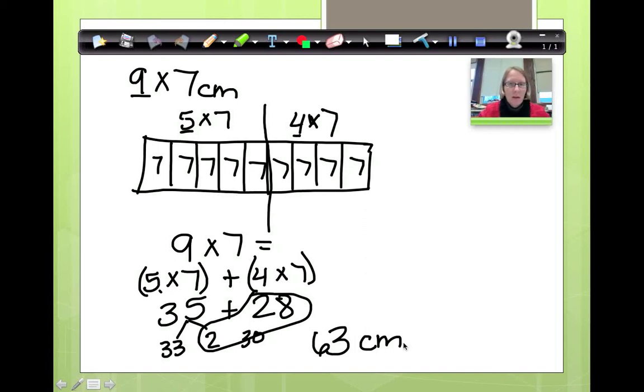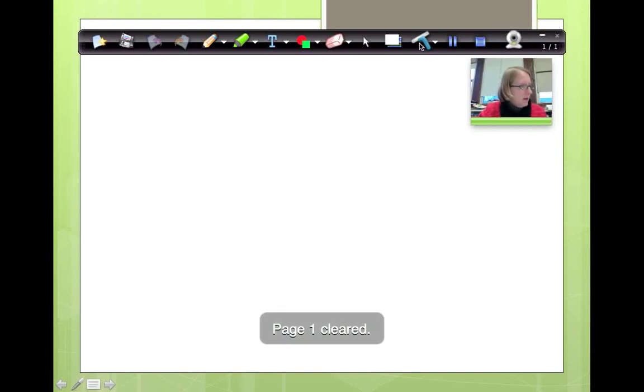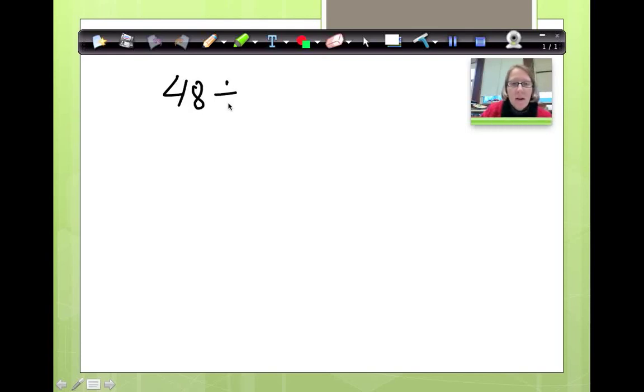Now, let's do one more thing. Okay, let me find my paper. Okay, now that was using a multiplication statement. Let's use a division statement. So let's say that we have 48 divided by 6. Okay, now I'm going to use the distributive property, which means I'm going to break apart one of the numbers to make it easier to solve.